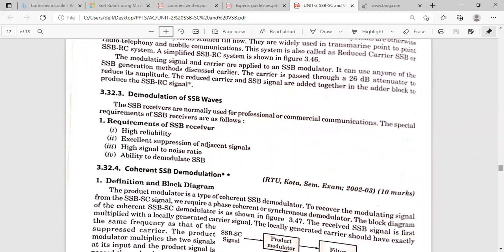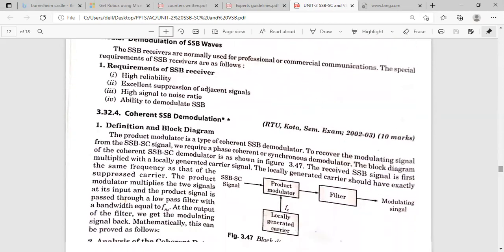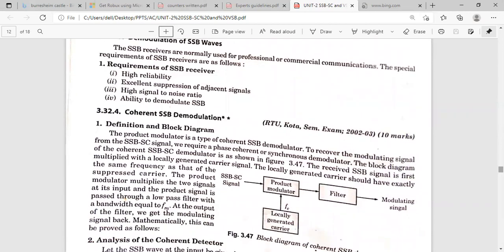Okay, and here are the detection methods to detect the original information from the modulated signal. The first one is coherent detection or synchronous detection. What are the requirements of the SSB SC receiver to detect the original information? What are the basic requirements of a receiver? Reliability should be high, excellent separation of adjacent signals, signal to noise ratio should be high, and the receiver should be able to demodulate the SSB signal. These are the requirements of the SSB SC receiver.